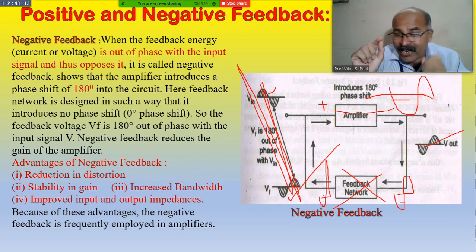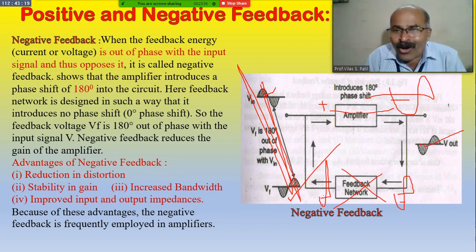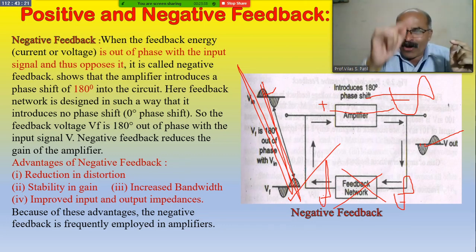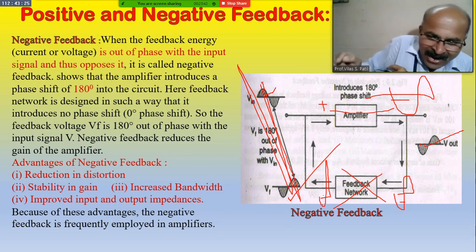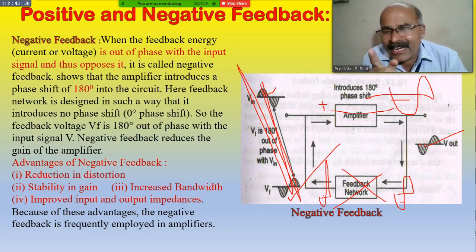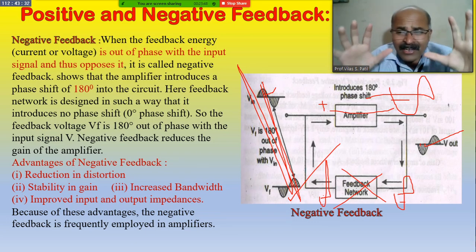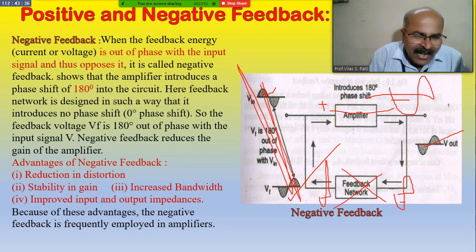That is, the original input and feedback output which is fed to the circuit are out of phase. One will be observed in positive half cycle. At the same time, the feedback half cycle or feedback input will be observed in negative half cycle. Means that they are opposite to each other. They are opposite to each other. आणि जर अपोजिट असतील तर काय होतं बघा?